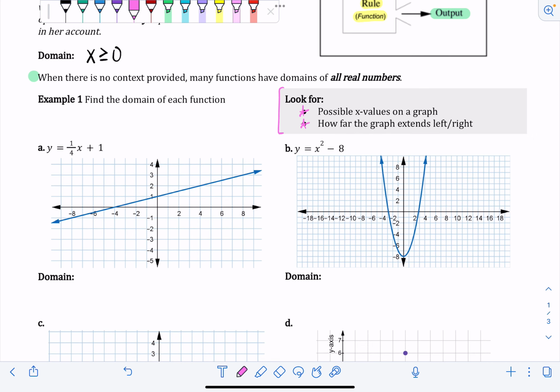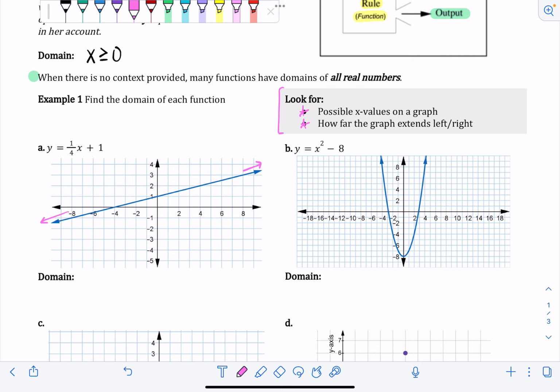Okay, so for A, the function itself is y equals 1/4 x plus 1, and that's graphed down below. It tells me in that little shaded area to look for the possible x values. It also says look how far the graph extends from left to right. If we look at our graph, you can see it's going left forever. It's going down and left, but it's going left forever. That's what the arrow is for. And then it's also going right forever. So nothing is going to stop that. It's going to cover all of those possible numbers.